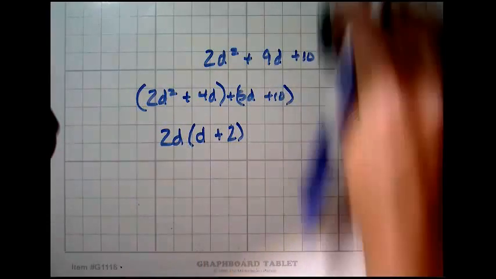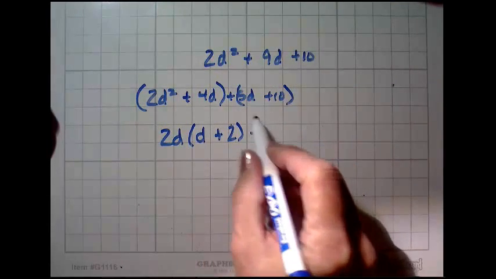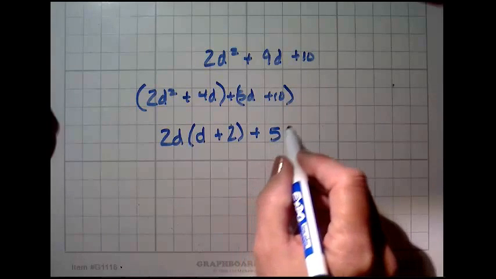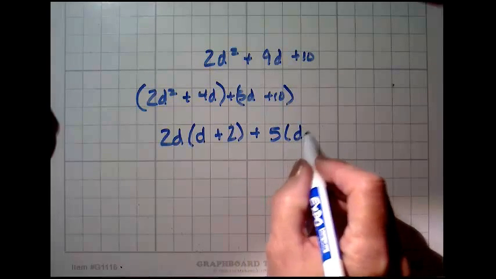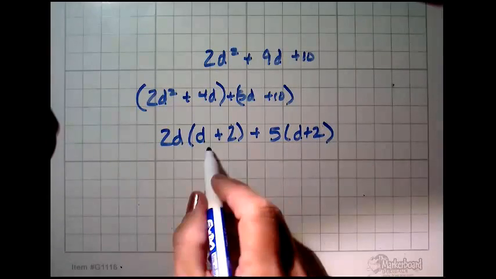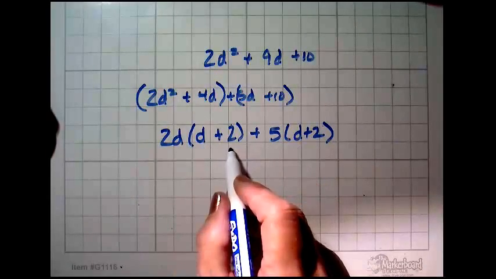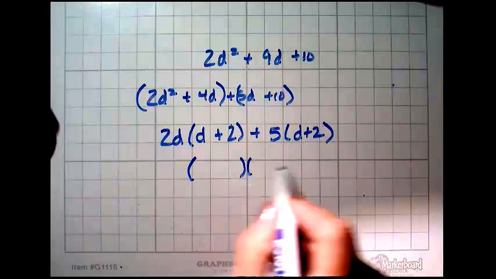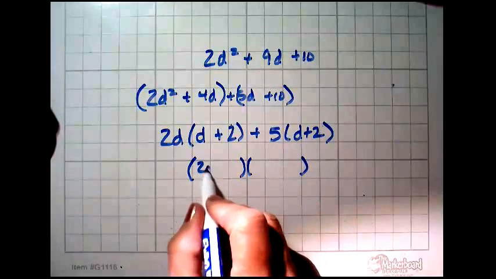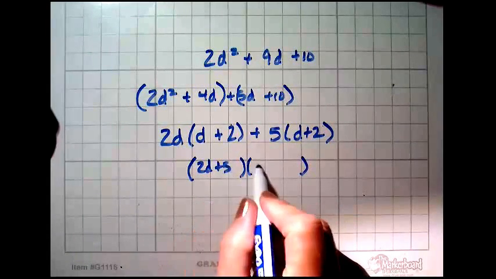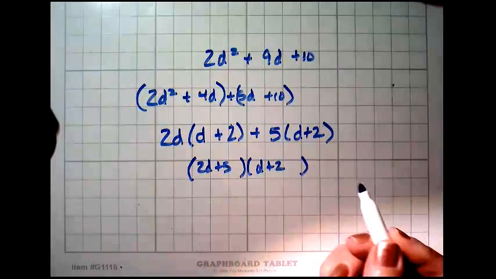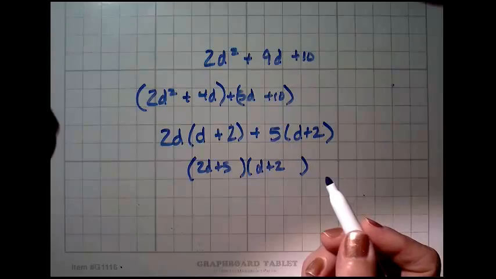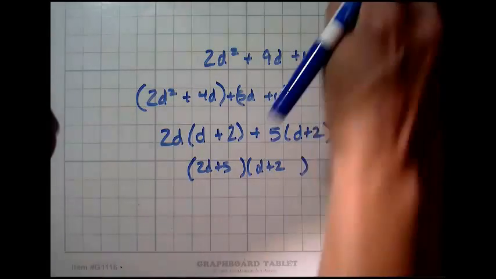Erase this so we have some room to work. What do 5d and 10 have in common? Sure, their common factor is 5. And you're going to end up with d plus 2. That's good. That's what you want. You want the things in the parentheses to be the same. That means you're on the right track. Two sets of parentheses: 2d plus 5, d plus 2. And now you've factored a quadratic expression again, where a did not equal 1. Let's do some more.